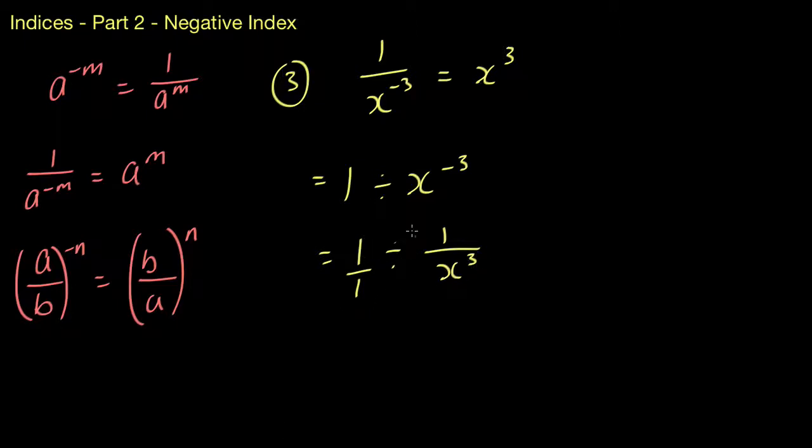Now what can we do with divided by and fractions? What we can do is make this into a multiplication and flip that second fraction. So what we're going to do is make this 1 over 1 times, and this flips over, we've got x cubed over 1. So if you just times the top, we get x cubed over 1, and that's simply x cubed there.